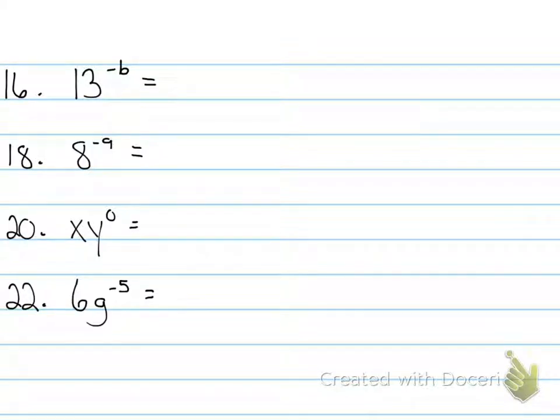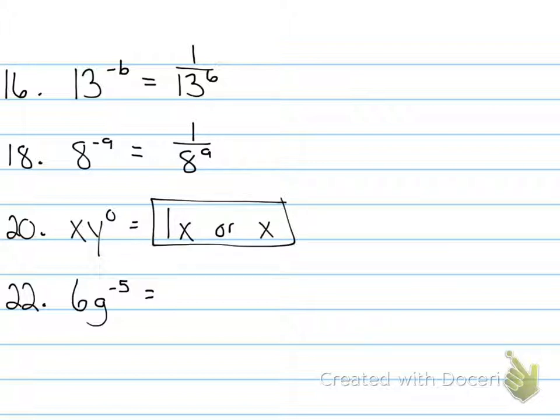All right, so 13 to the negative 6th power is 1 over 13 to the 6th power. What about number 18? 1 over 8 to the 9th power. What about number 20? x to the 1, but we always write the number before the variable, so it would be 1x or just x. Do not write x1. Algebraically, we always write our number first. Okay, so 1x, you don't even need your 1. You could just say x, and that would be fine.